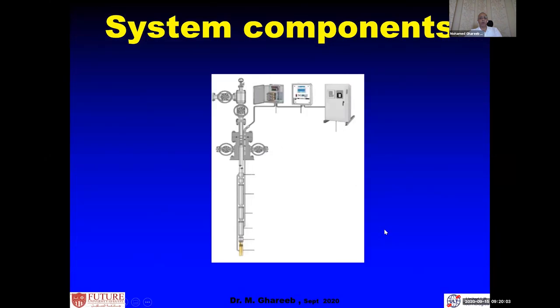What are the components of this system? We said there are a lot of limitations. Why so many limitations? It also has a lot of advantages. Why so many advantages? In order to know that, let us go through the system components. What are the system components for this ESP equipment?